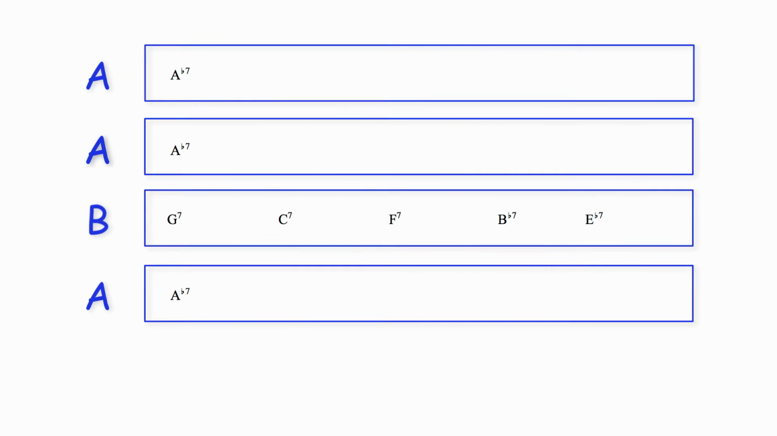Each section of this form is 8 bars long, and in Christian's 7come11 solo, the harmony for each section is as follows. As you can see, throughout the progression, all chords are dominant sevenths. Each A section uses an A flat dominant 7th chord, while the B section uses a cycle of fifths progression, beginning with this G dominant 7th and ending here with the A flat dominant 7th of the final A section.